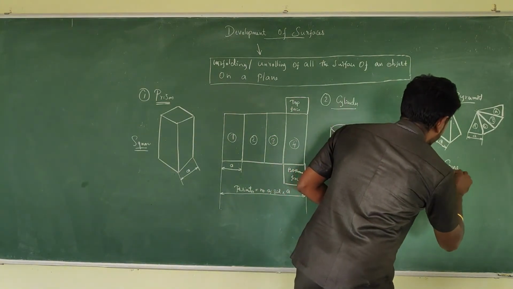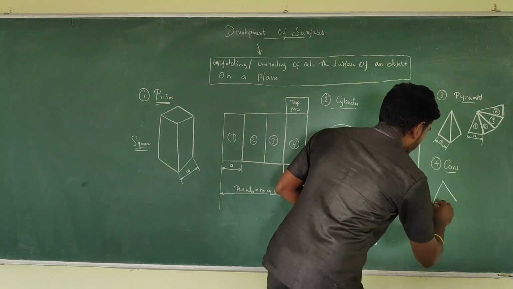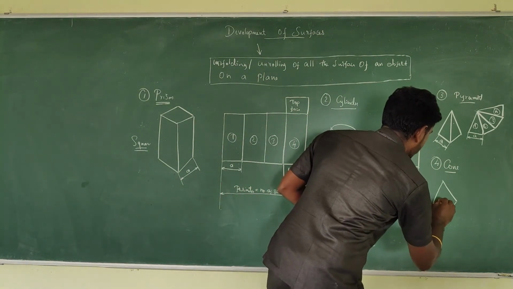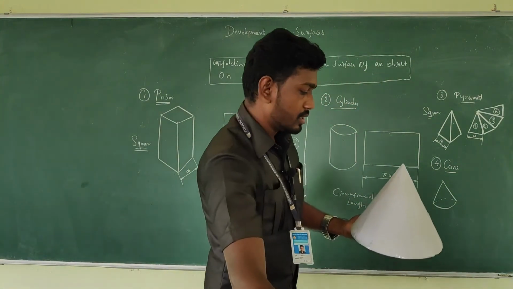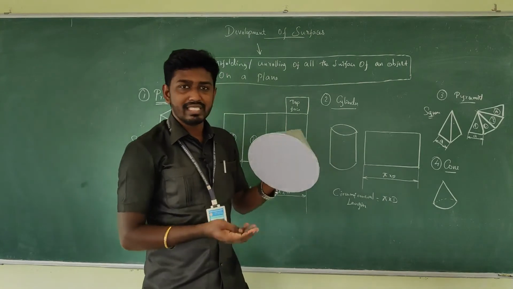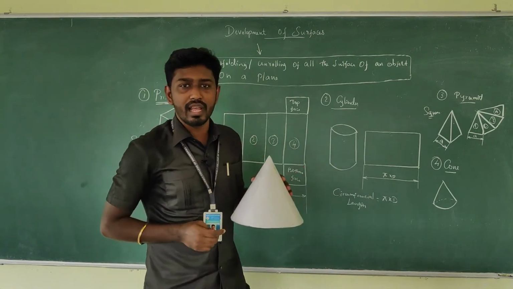Cone. You know cone, am I right? The 3D model, we can show something like this. This is the cone. I have a 3D model. This is a cone. Cone in the sense it has a base. These are the generators and this is the apex or vertex.